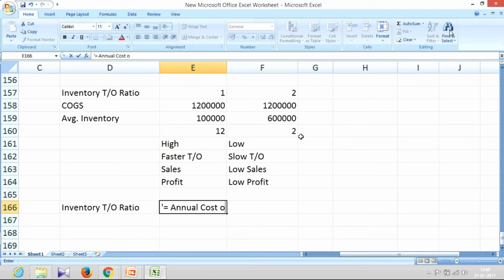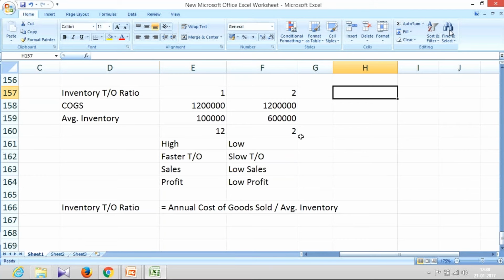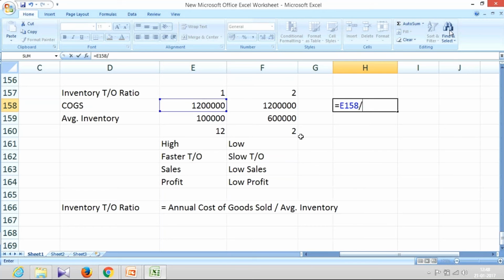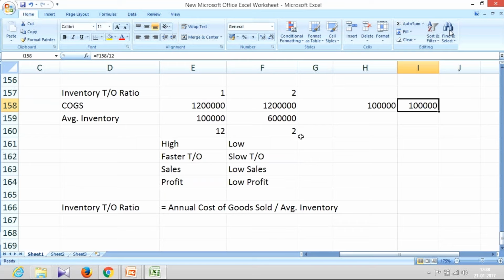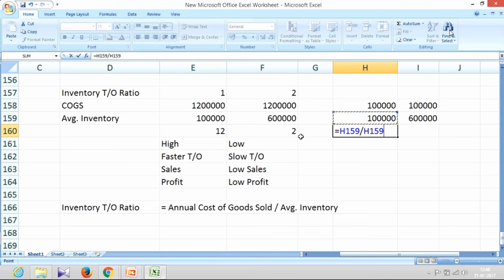Then what is the inventory holding period? For the inventory holding period, I found the monthly cost of goods sold. This 12 lakh is for 12 months, so what is it for 1 month? I divided by 12 and got 1 month cost of goods sold as 1 lakh, and in the second case also it is 1 lakh. But what is the average inventory I am maintaining? Here it is 1 lakh, here it is 6 lakh. So average inventory divided by monthly sales tells me I am maintaining 1 month of inventory here, whereas here I am maintaining 6 months of inventory. So that is your inventory holding period.